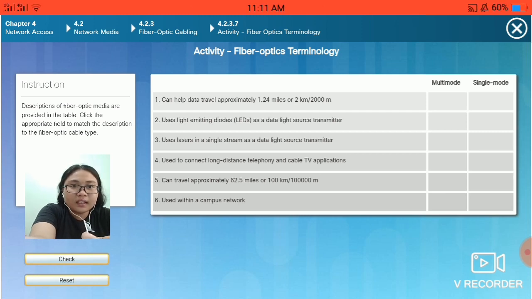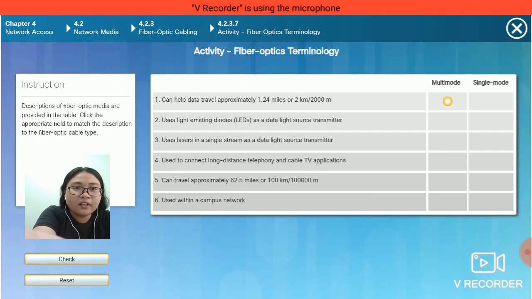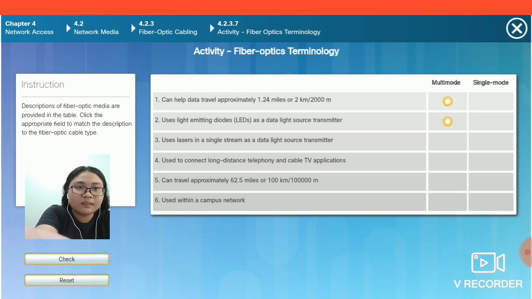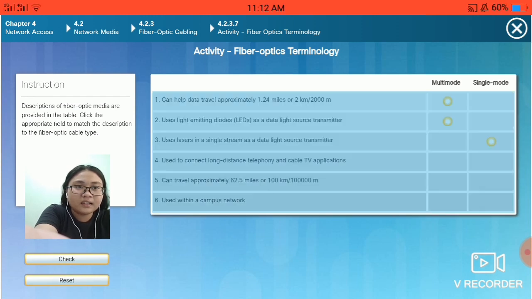The first one is can help data travel approximately 1.24 miles or 2 km or 2,000 meters. I think this is multimode. Uses light emitting diodes or LEDs as a data light source transmitter. I think this is also multimode. Uses lasers in a single stream as a data light source transmitter. I think that this is single mode. Used to connect long distance telephony and cable TV applications. I think this is single mode.